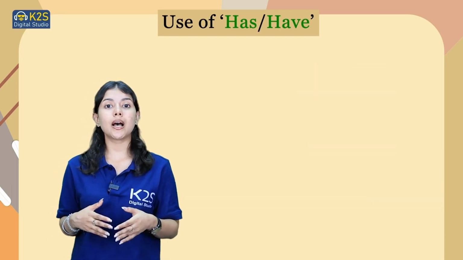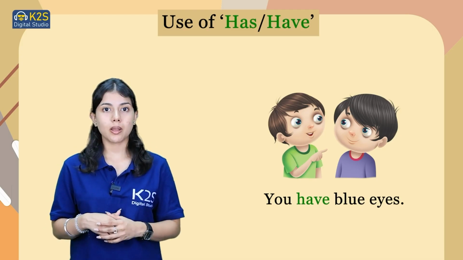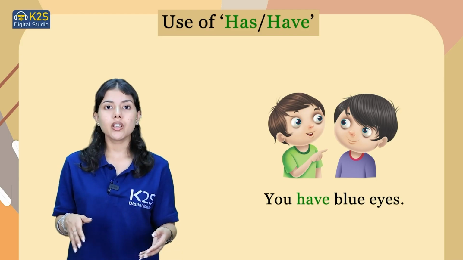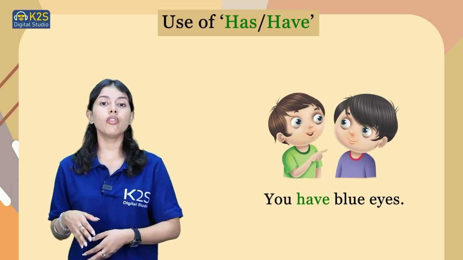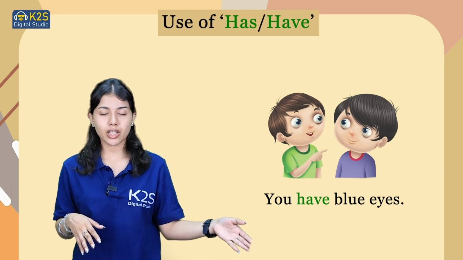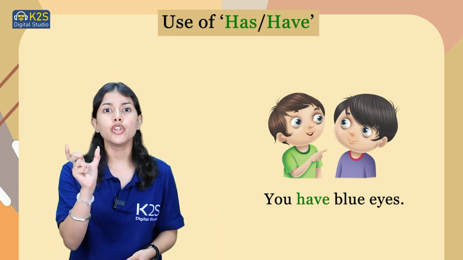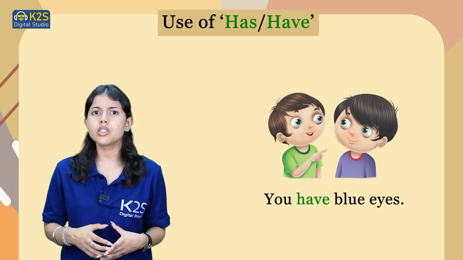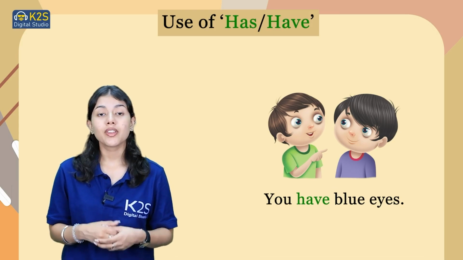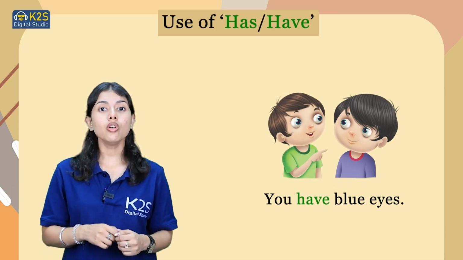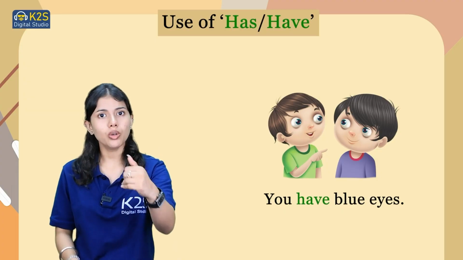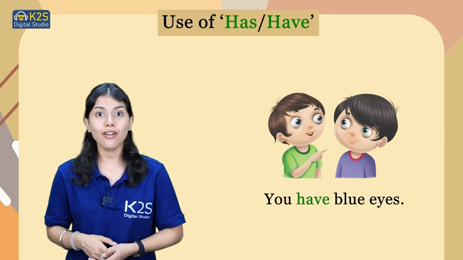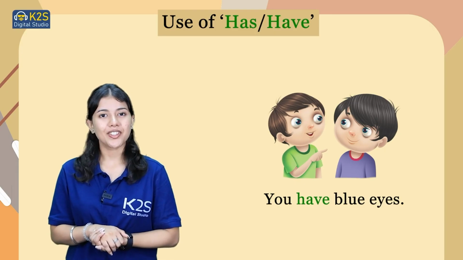So now in the third example, you can see that there are again two boys. But you can clearly see that one boy is talking to another. The boy is telling the color of the other boy's eyes here. So the boy is using the word you. Can you tell me what is the word we use with the word you? Correct. Have. So the boy is telling that you have blue eyes.